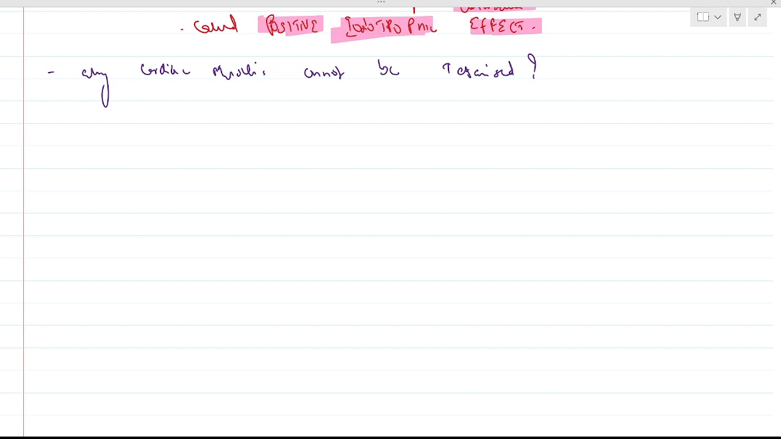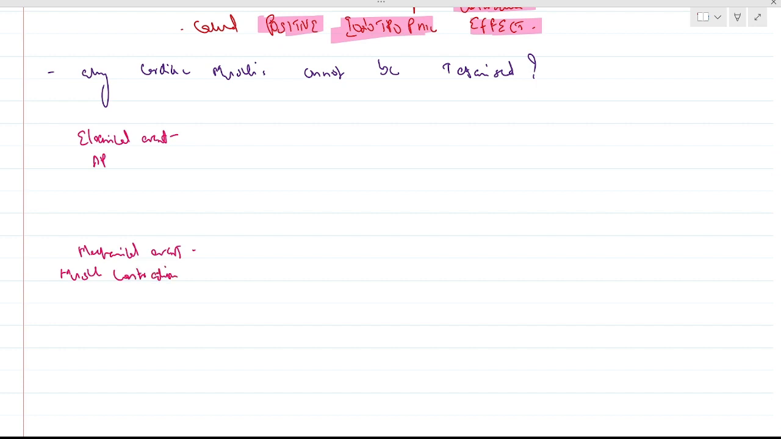We have two events for the contraction of cardiac muscle. First we have our electrical event, which is our action potential, and then we have our mechanical event, which is our muscle contraction.